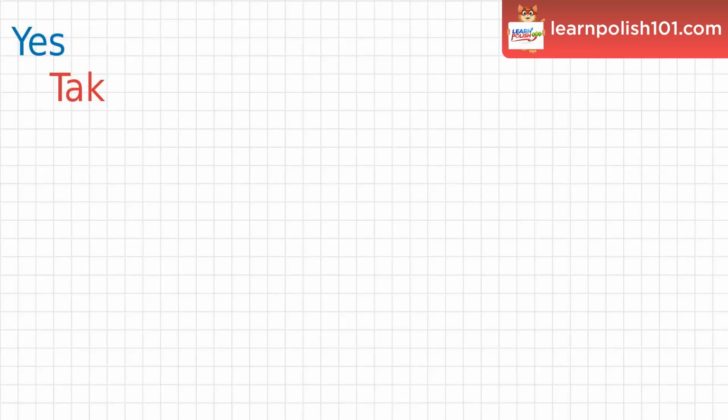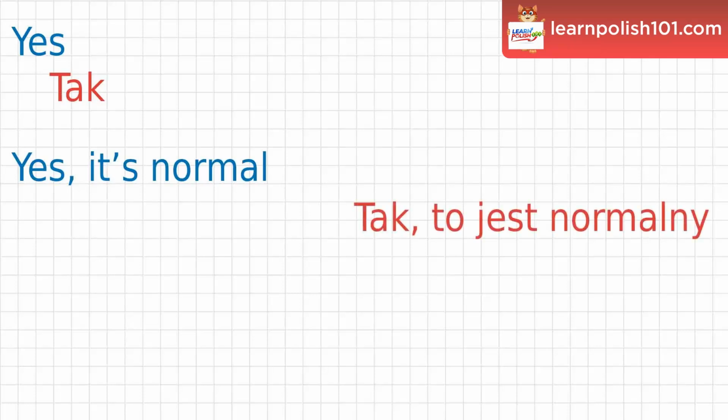So let's get the Polish word for yes. Tak. Now we already know how to say it is normal, so let's just add our yes onto the front and say yes, it is normal. Tak, to jest normalny.